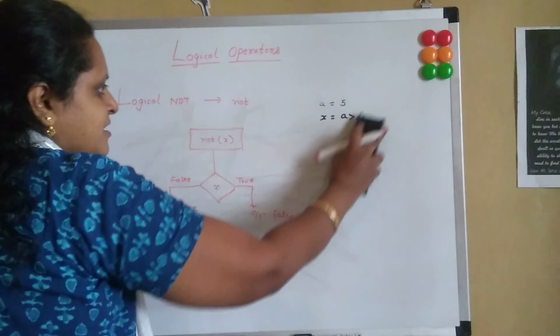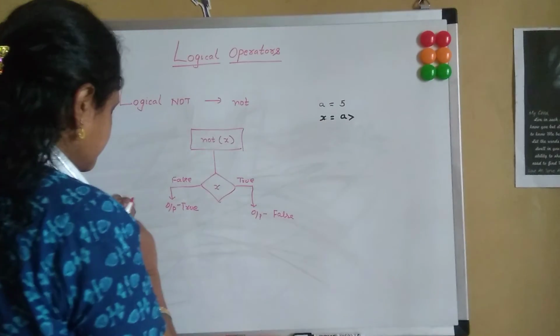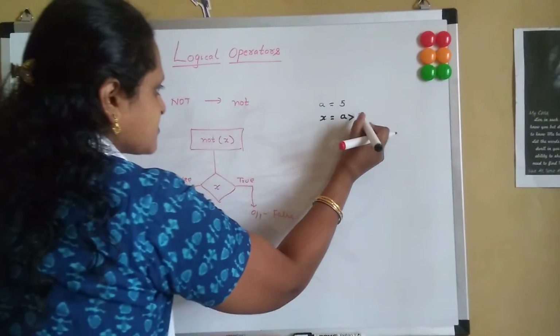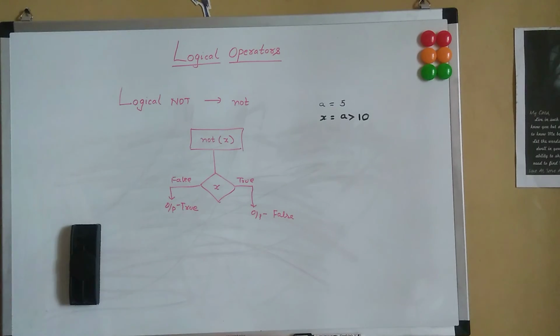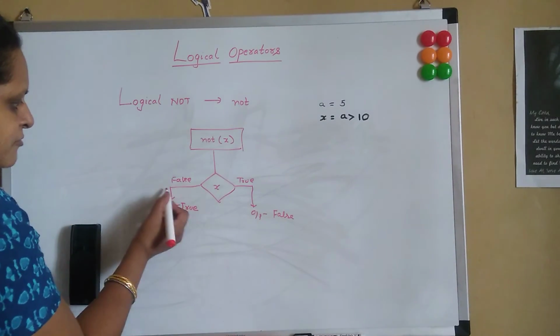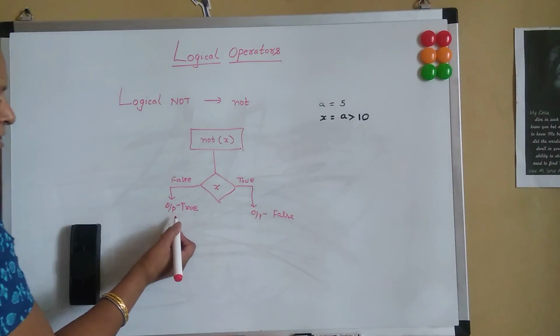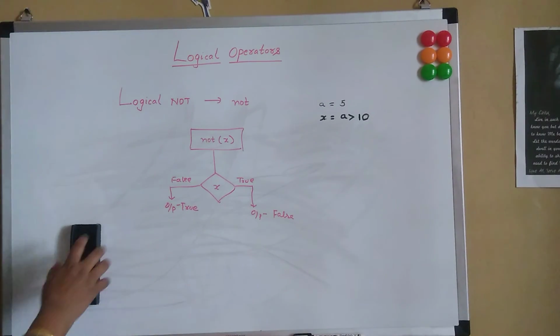Now suppose I take A greater than 10. In this case, A is not greater than 10. The result turns out to be false. So the final output turns out to be true. So this is how the logical NOT works in Python.